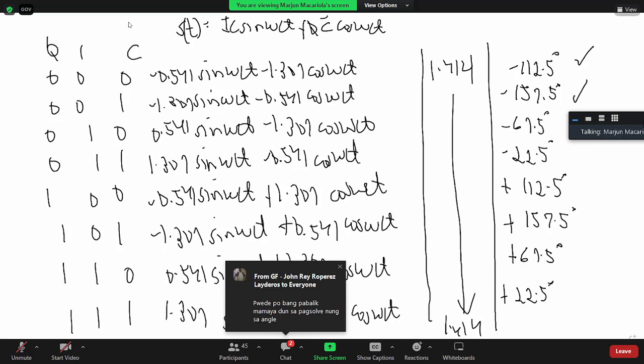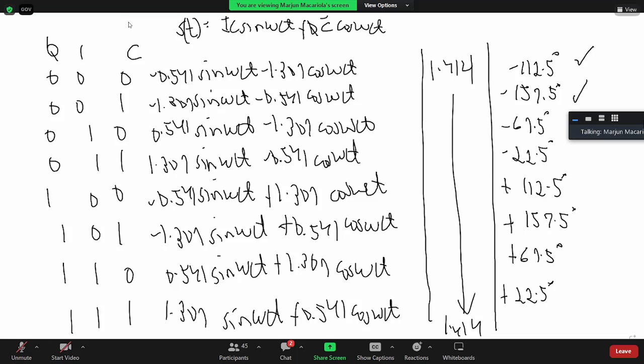Angle na naman, ulit-ulit na tayo sa angle. Angle is equal to arc tan y over x. Value ng y, value ng x. Magpindot ka kasi sa calculator.